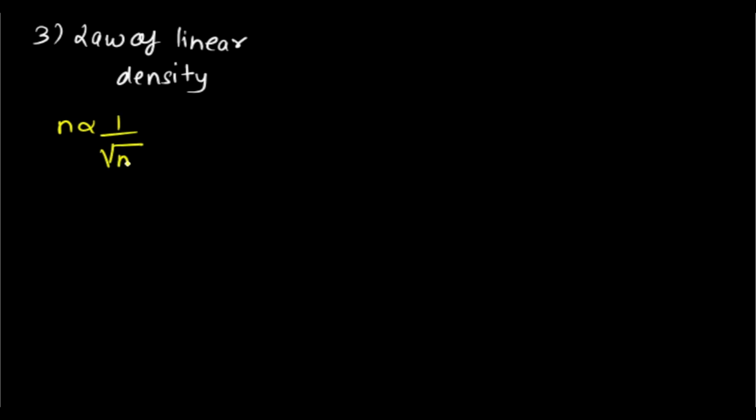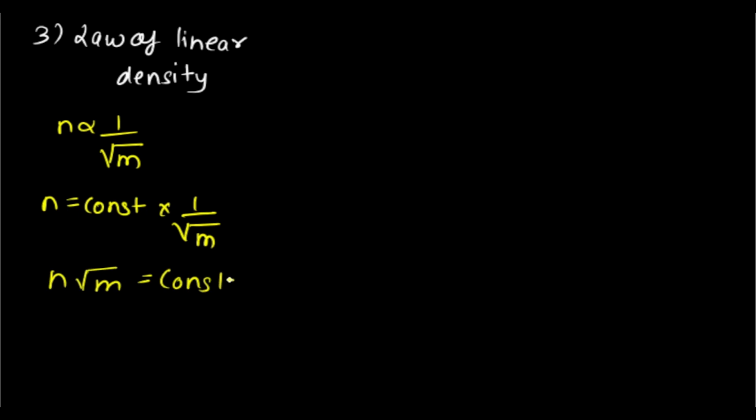Now let us know about the third law, that is the law of linear density. n is proportional to 1 by root m. n is equal to constant into 1 by root m. So n into root m is equal to constant. T and L are constant over here.